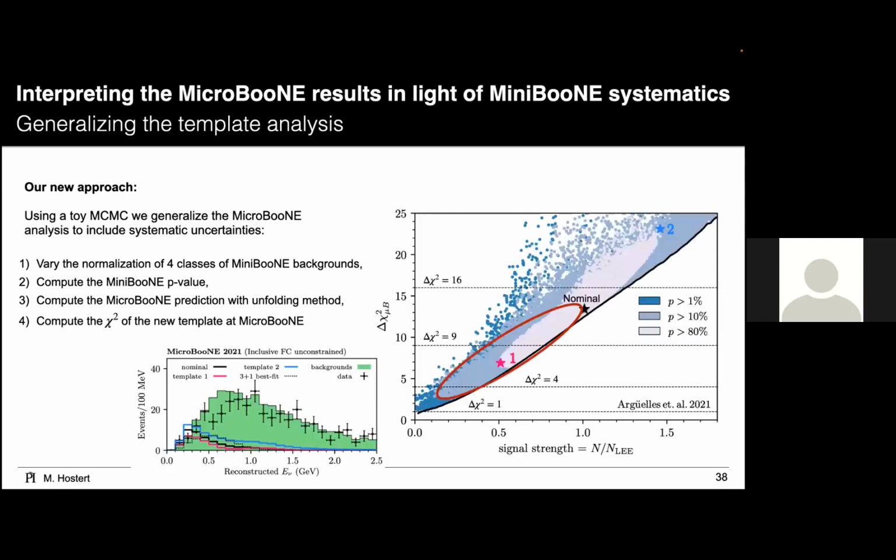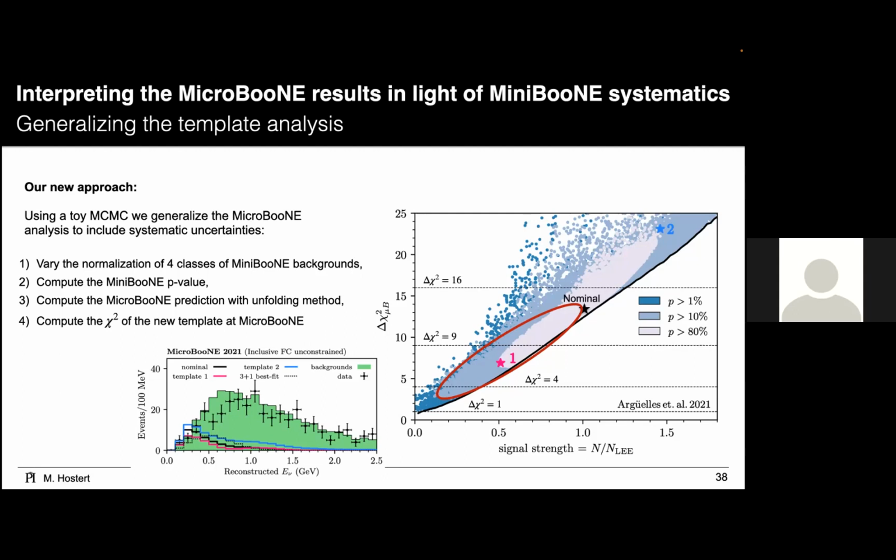If I do that for several values and choices of MiniBooNE backgrounds, I can then take each template, plot the signal strength, which is the number of events over the nominal number of events of the template for my new template. So if I have more events in my new template compared with the nominal, I'll be above 1. If I have fewer events in my template with respect to the nominal, I'll be below 1.